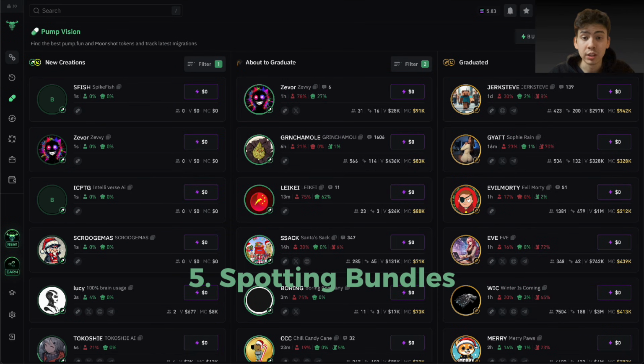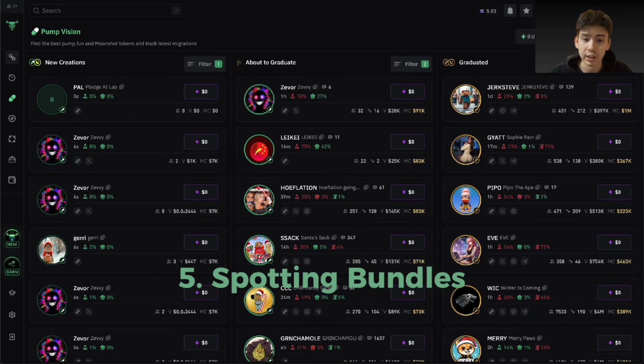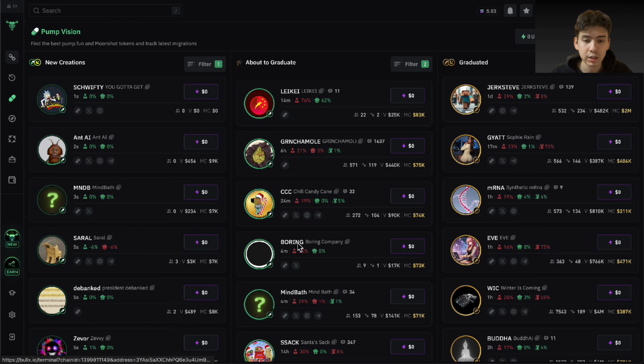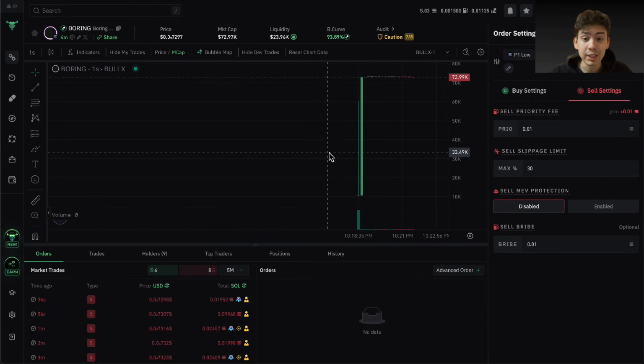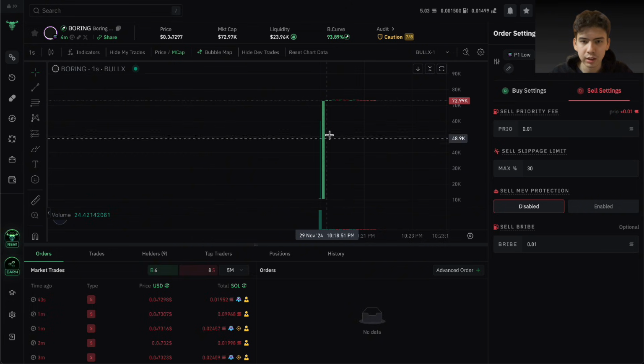So another very important thing in your trading setup is checking for bundles. So make sure you guys know how to spot bundles, and I'm going to show you an example of a bundle right now. So when I click on this coin right here, I can immediately tell that this is a bundle. This is a 1 second chart, and within one candle, like within 1 second, this came to like $70,000.